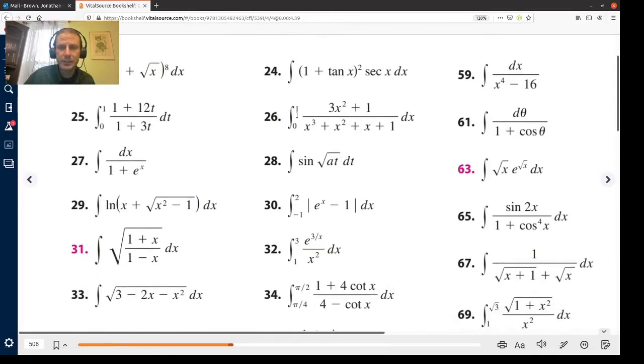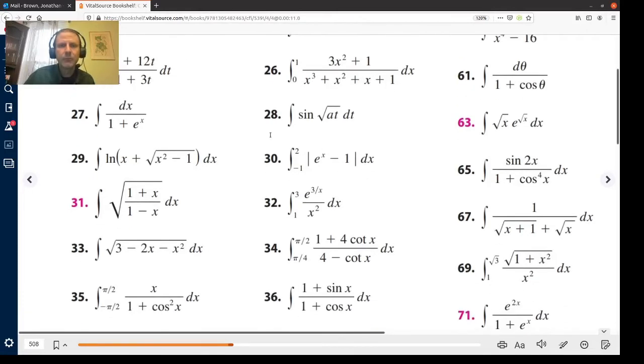So for number 26, well, it's a rational function, so do partial fractions. For number 30, this is a bit tricky and doesn't really cover what I said, but since it's absolute value in a definite integral, you just split up the definite integral into regions where what's inside the absolute value is always positive or negative. And then where it's negative, you replace it with minus itself.